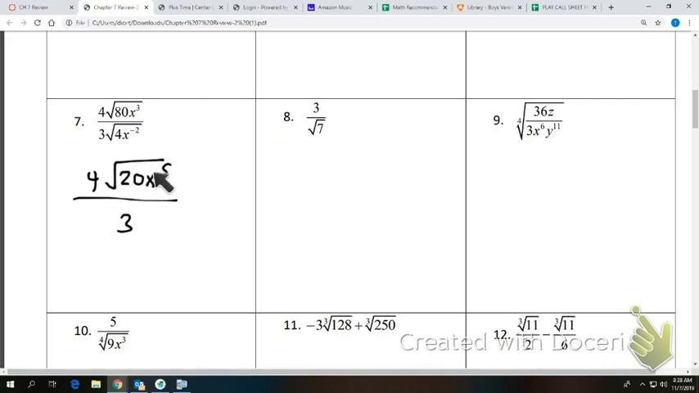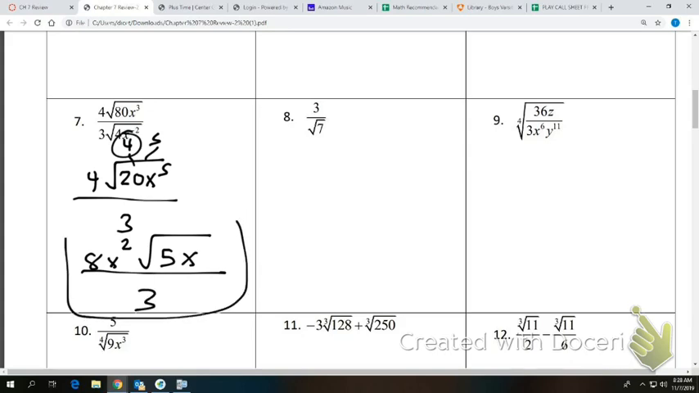And now we can break down the square root of 20. That's 4 times 5. What's the square root of 4? 2 times this 4. 8. And what's the square root of x to the 5th? x squared, square root of x left over. So we get 8x squared square root of 5x all over 3. Cool?